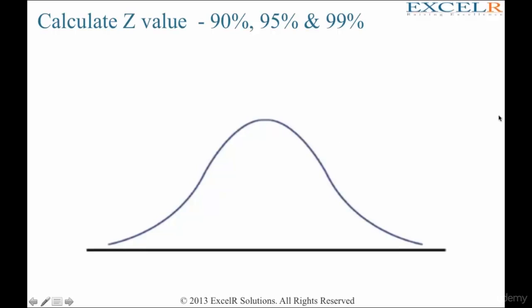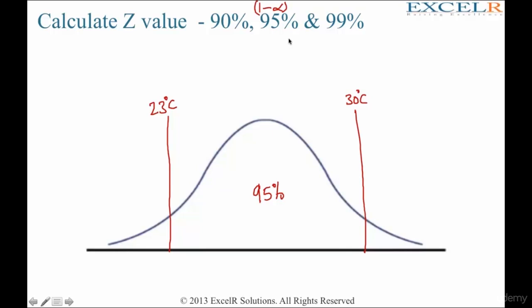So how do you solve that? Say you want to come up with a 95% confidence interval. Say you have come up with an interval which is 23 degrees Celsius to 30 degrees Celsius, assume. This 95% is nothing but 1 minus alpha. So what is alpha? Alpha is equal to 5%.